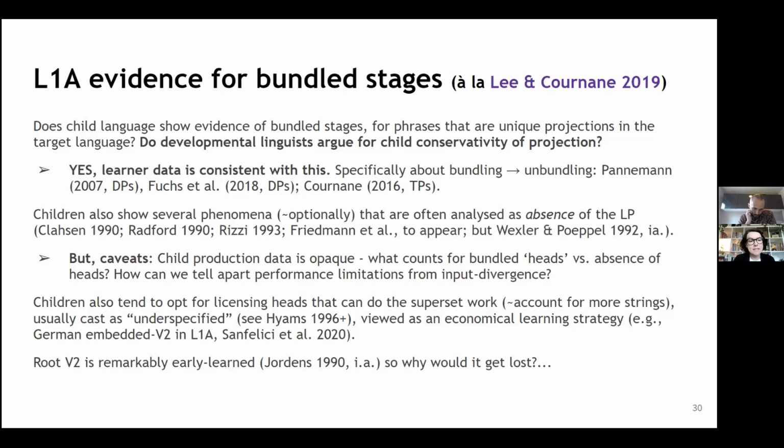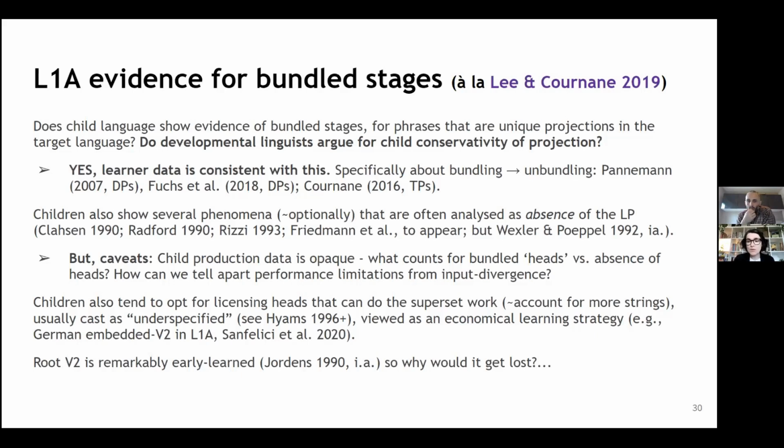Looking at CP, children also show several different phenomena that are often analyzed as the absence of much of or the whole left periphery. But there are really a lot of caveats here. Child production data is very opaque, so it's open to analysis. What counts as bundled heads that are not like the target grammar versus the absence of some or all of those heads? How can we tell apart performance limitations from input divergence?